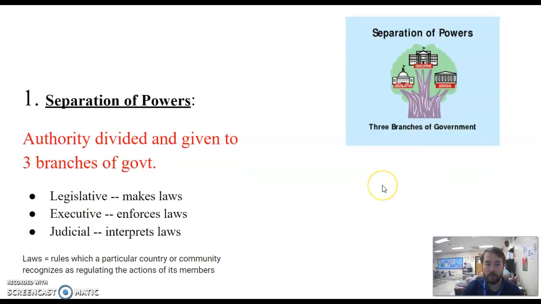Our first key principle is separation of powers. Separation of powers is just authority is divided into 3 branches. You may have learned this in elementary school, you may have learned it in middle school. There's 3 branches of government: legislative, executive, and judicial. Legislative makes the laws, executive enforces the laws, judicial interprets the laws. So separation of powers just means exactly that. You're separating the power in our government into 3 different branches.